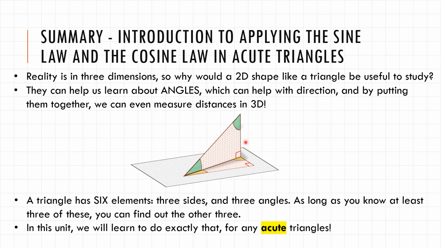To start off, it's important to recognize that a triangle has only six elements, six different pieces of it, three sides and three angles. Those are the only six quantifiable parts of a triangle. In this unit, we learned that if you know three out of these six elements, you can find out all of the other three, and we learned how to do that for acute triangles.